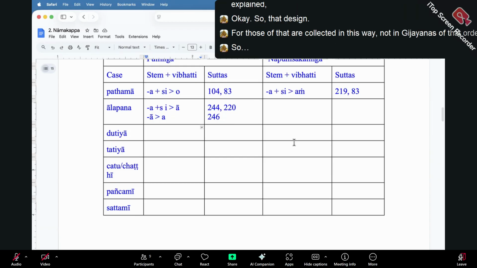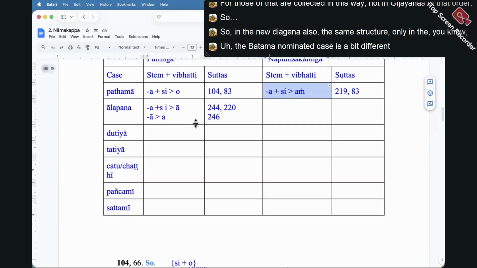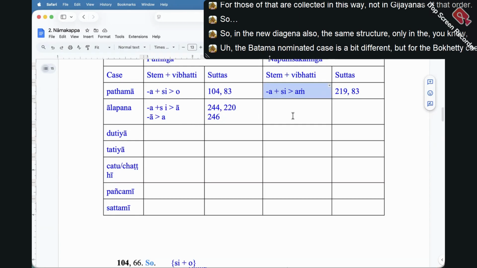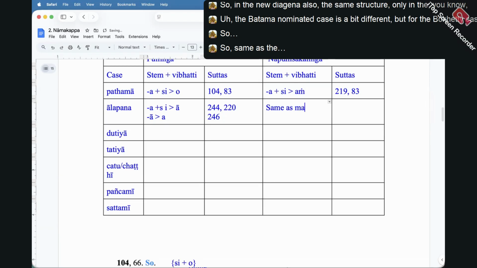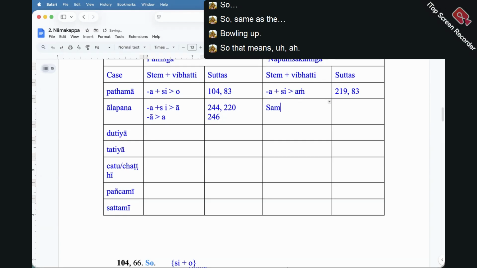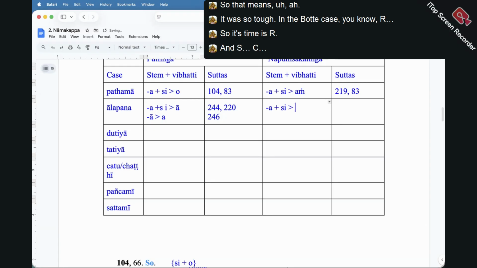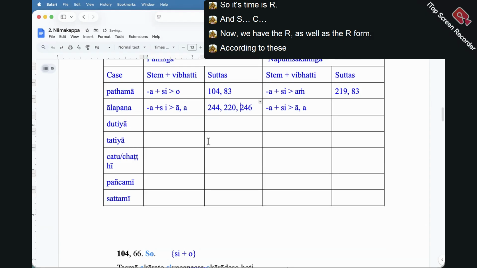So in the neuter gender also the same structure, only in the Pathama or nominative case it is a bit different, but for the vocative case the same. So same as the Pulinga. So that means in the vocative case, the stem is and then C, but we have the R as well as the R form according to these rules in this way. Can be understood. Okay, here also, yeah, like this. Okay, in this way can be.